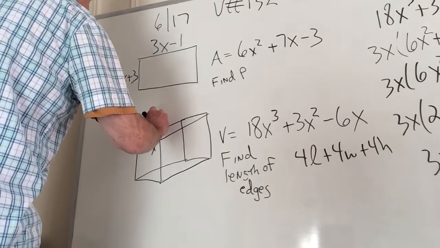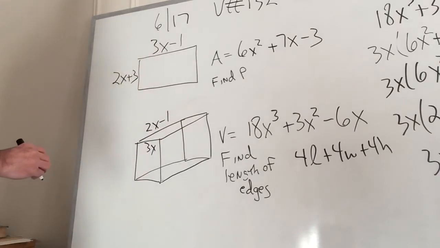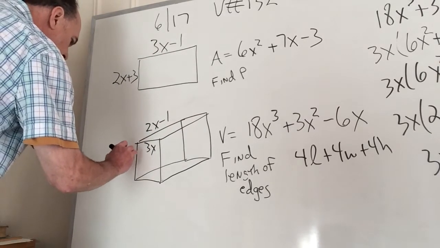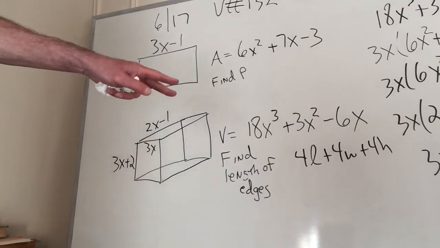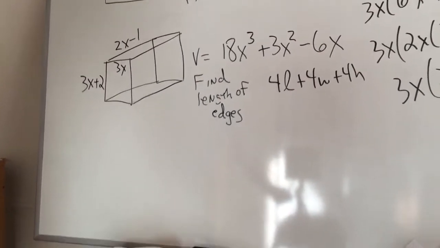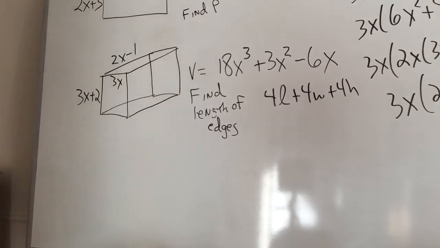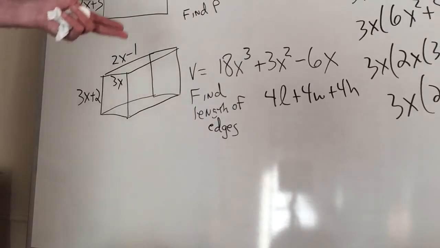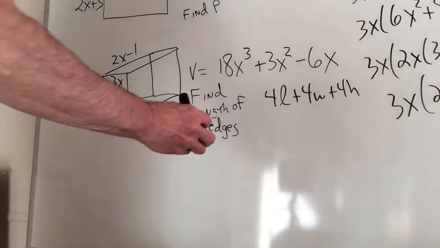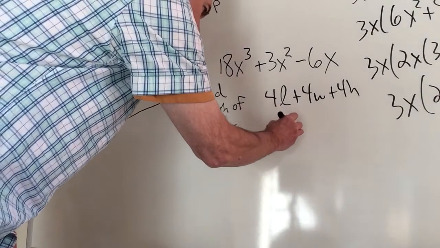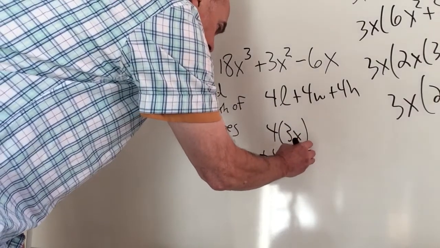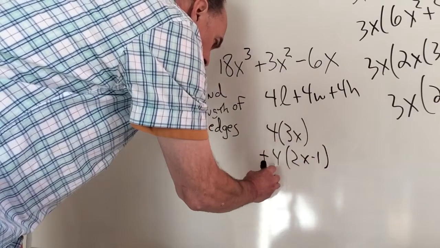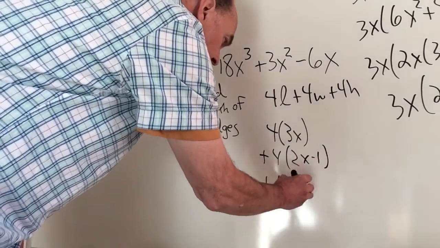With restrictions, obviously, in a serious math problem. But we won't get into restrictions here. And this might be one of the many possible answers. And now, a lot of times I commit this sin. I don't answer the question. I do all the hard work, but I don't answer the question. They want to know what the length of the edges is. So it would be 4 times 3x plus 4 times 2x minus 1 plus 4 times 3x plus 2.